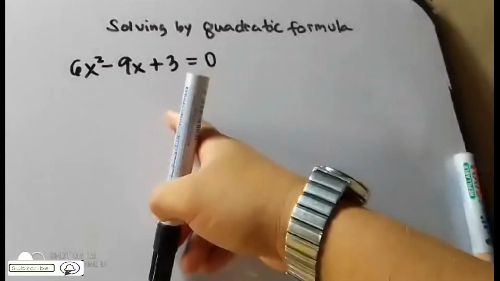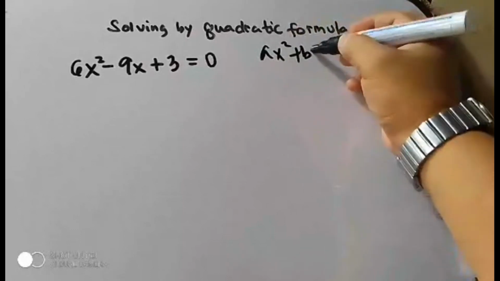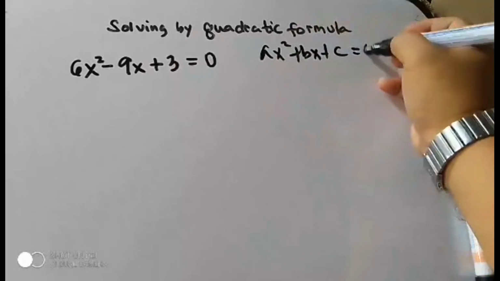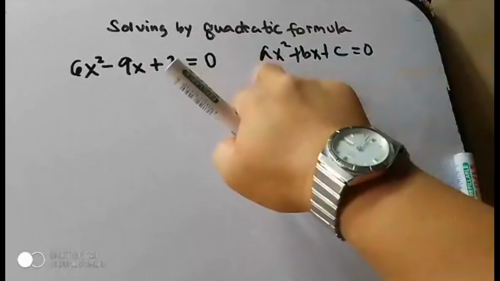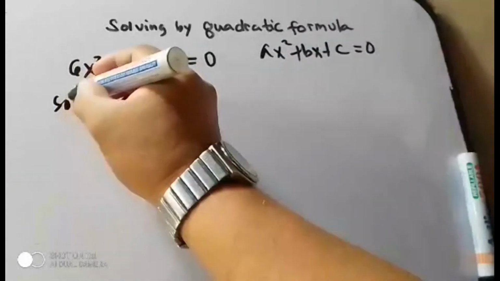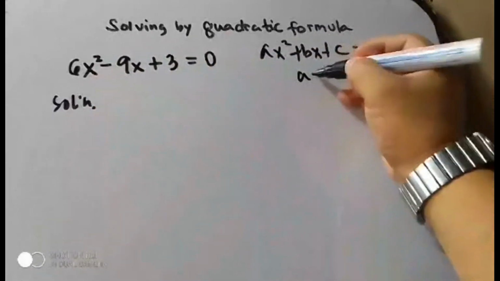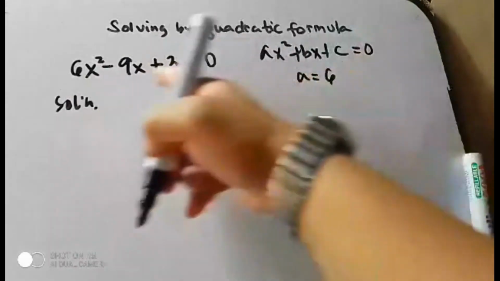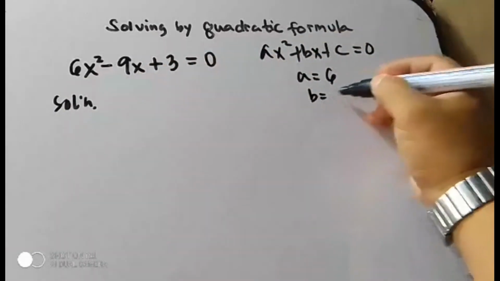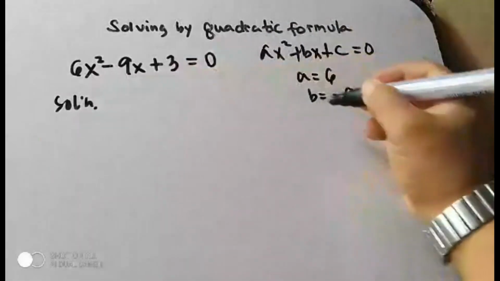So example natin dito, yung quadratic equation, yung ax squared plus bx plus c constant equals to 0. So yung 6 to si a, then solve natin to, solution. Yung a natin dito ay 6. Then yung b ay negative 9, then yung c ay 3.